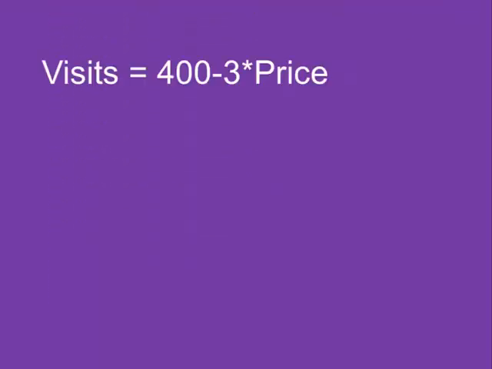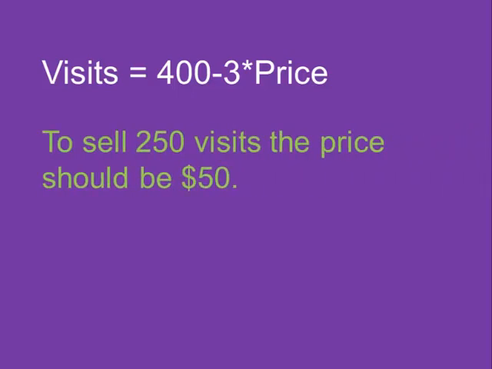Okay, here's our formula. Again, visits equals 400 minus 3 times the price. You have your variables, which are visits or quantity or demand. They're all the same. And then you have price in there. What we want to look at is kind of on a true-false basis. To sell 250 visits, the price should be $50. Is that true or false?